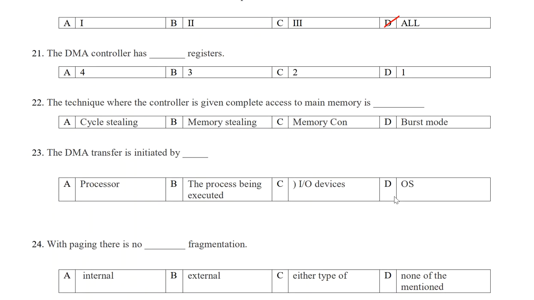Next one. Okay, next one. So the DMA controller has dash registers. The DMA controller has 3 registers. It is used to store the starting address, word count, and the status of the operation. So it will have a total of 3 registers.